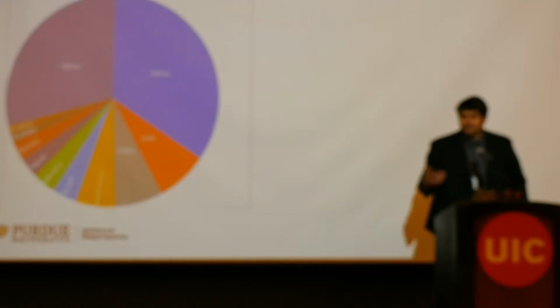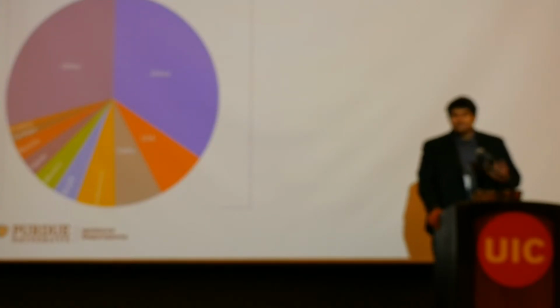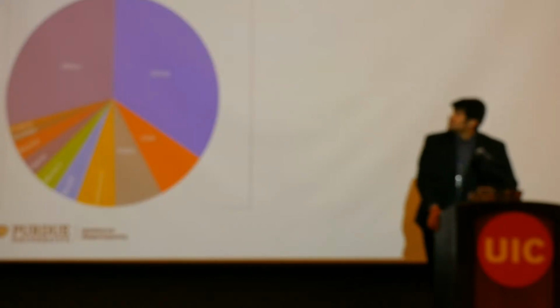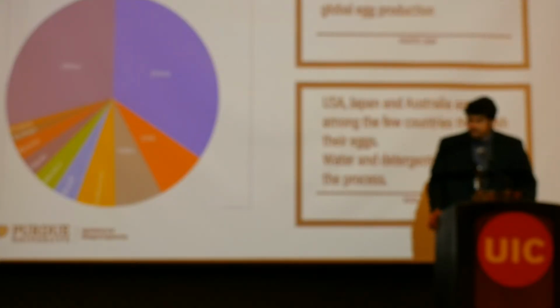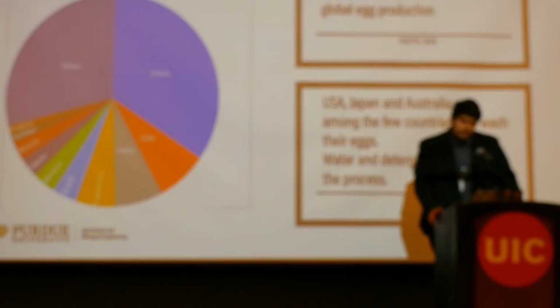So egg wash wastewater is the agro-industrial wastewater that I'm talking about. Eggs are consumed by all age groups in the United States and in the global food system. The USA is the second largest producer of eggs in the world, and along with Canada they combine for 8.3% of global egg production, whereas Asia as a continent contributes 62 to 63% of the global egg production.